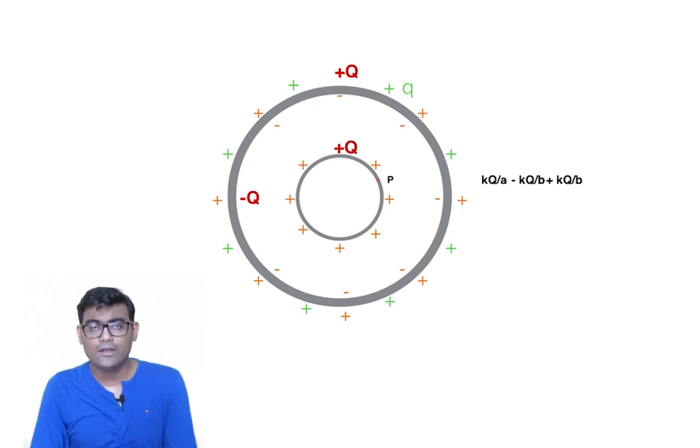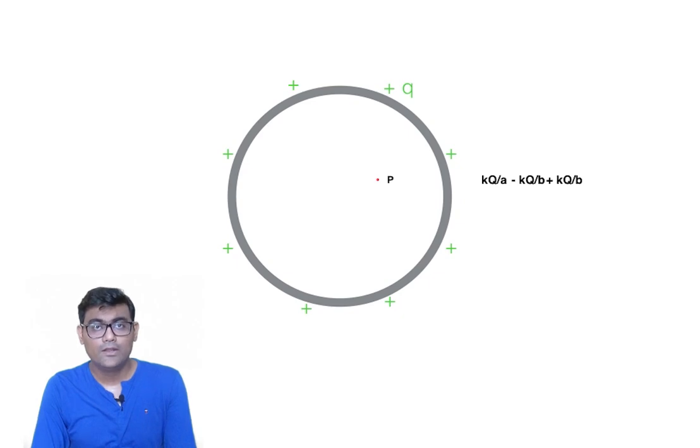And again, if we are trying to find it by superposition principle, we can say that due to all the other charges, the potential at point P is the same except for that plus small q charge that is now added on the outer surface of the bigger conductor. So let us only find the potential at point P due to this plus small q charge.